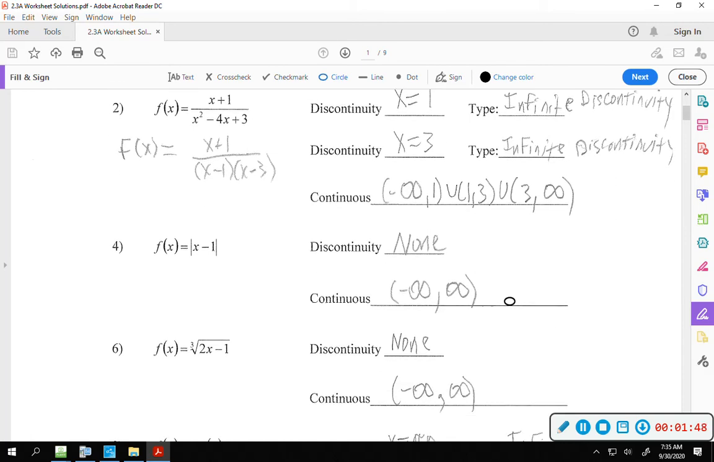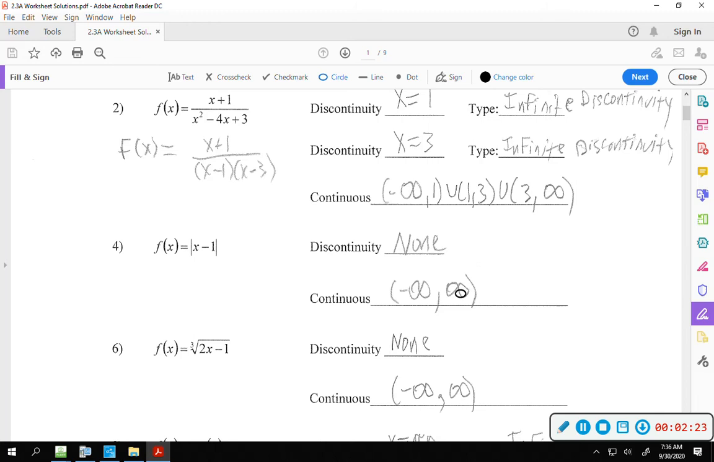Problem 4. This is an absolute value function. And again, you can look at this in your calculator. I'm not going to verify each one of these by pulling up the calculator and looking at it, but you certainly could do that. An absolute value function is continuous everywhere. Yes, it has a vertex, which is actually called a corner when x equals 1. When x equals 1, we get out 0, and there's a corner at the point 1, 0. But there is no discontinuity.